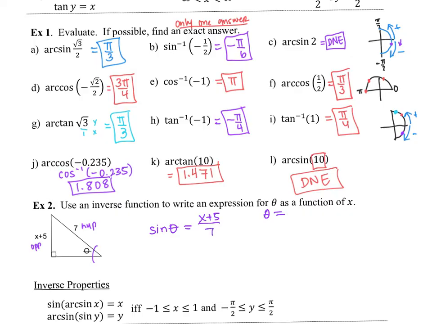Okay, now to cancel this sine, I would use inverse sine. So an expression for theta would be sine to the -1 of x plus 5 over 7. And that's all they're looking for. That's an expression for theta. And it is as a function of x. It's an inverse function of x.